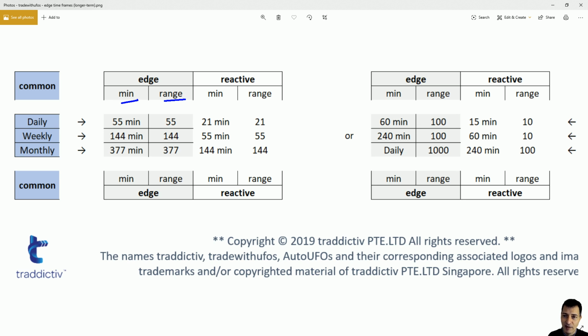combined with minute timeframes. For example, in this case, if your common time frame is daily, then the normal natural edge time frame would be 55 minutes. Well, together with using the 55-minute time frame, you can also use the 55 range time frame. And this would be kind of a little bit of an X-ray of the 55 and give you a little bit of extra insight.